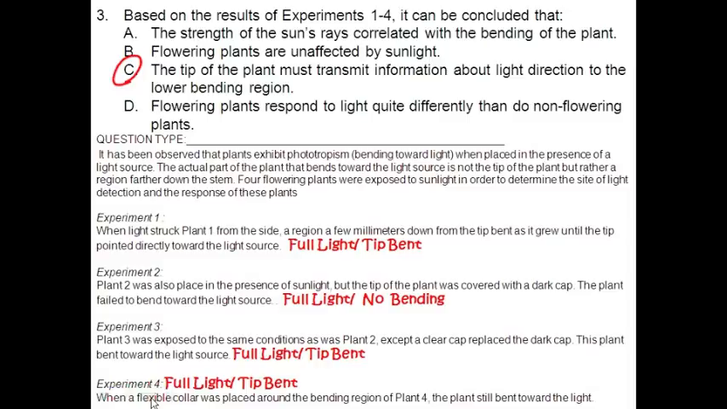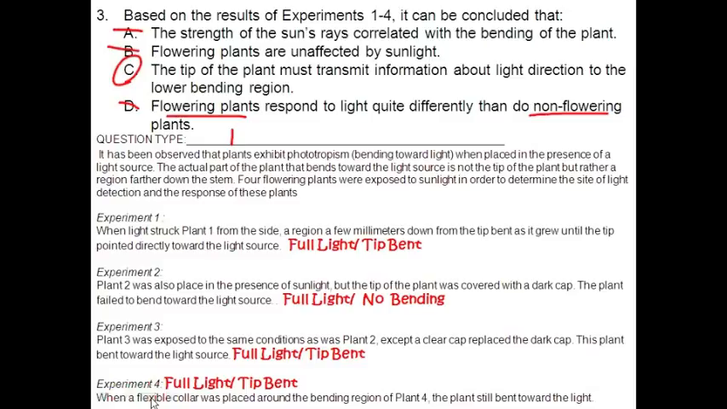I'm not sure we had that. The passage doesn't give any information about differences between flowering plants and non-flowering plants, and it doesn't give us any information about the strength of the sun's rays, so we can't conclude that from this information. B says flowering plants are unaffected by sunlight. Well, we know that's not right because we've proven that they do respond through the process of phototropism. And D is where it treats flowering plants differently from non-flowering plants. Again, we didn't have the information, so if you picked C, you're right.